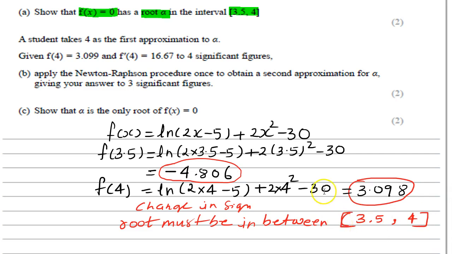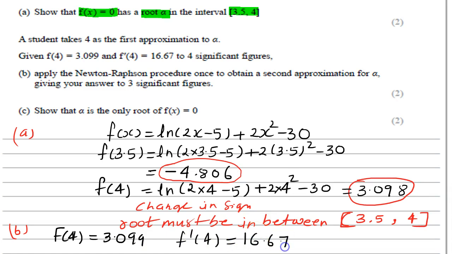Now for the B part, a student takes 4 as the first approximation to alpha, and f(4) is given as 3.099 and f dash 4 is given as 16.67 to 4 significant figures. Apply Newton-Raphson's procedure once to obtain a second approximation for alpha and give your answer to 3 significant figures.